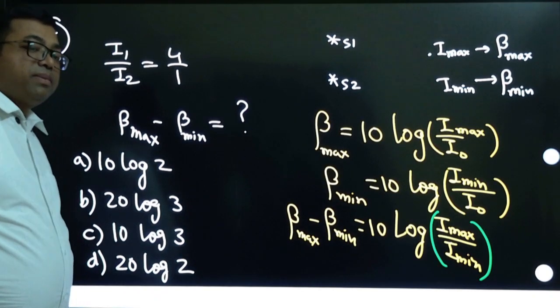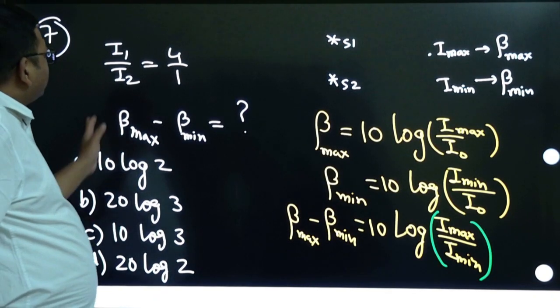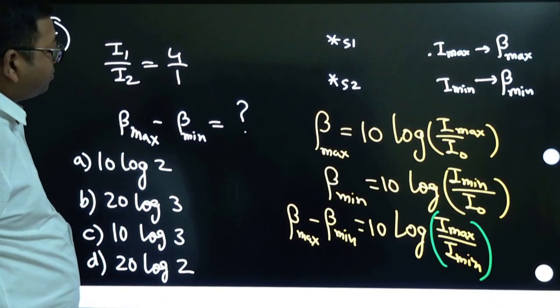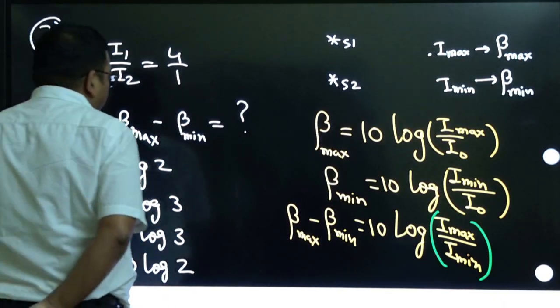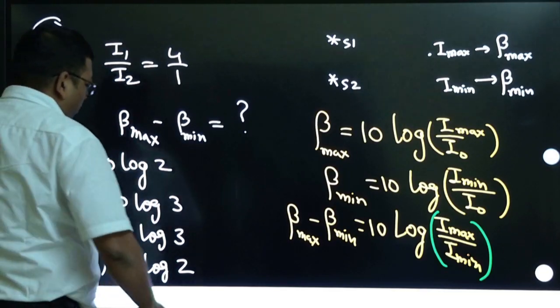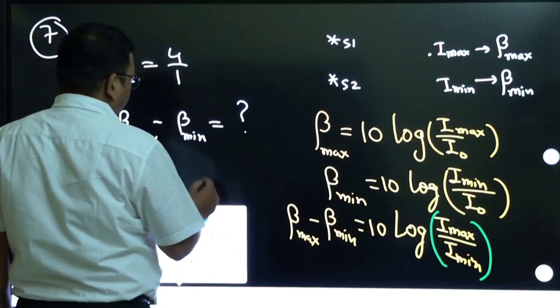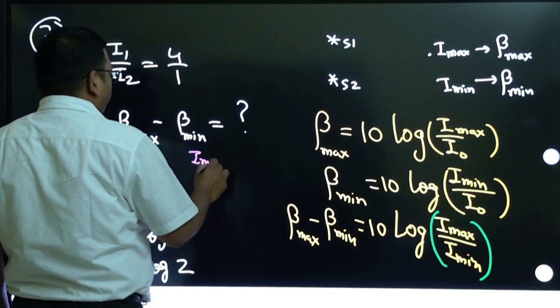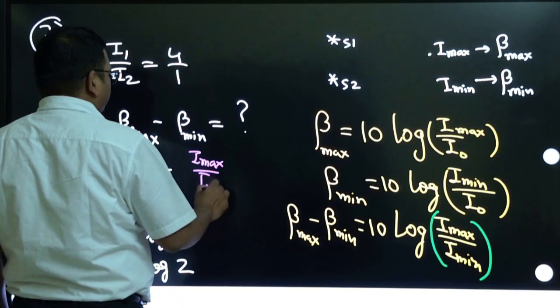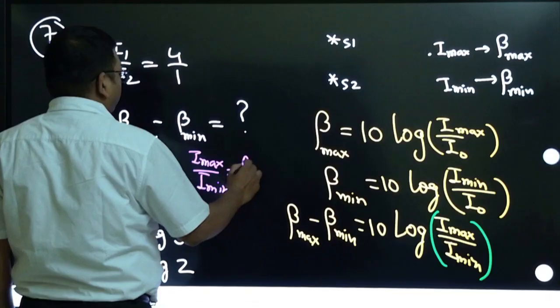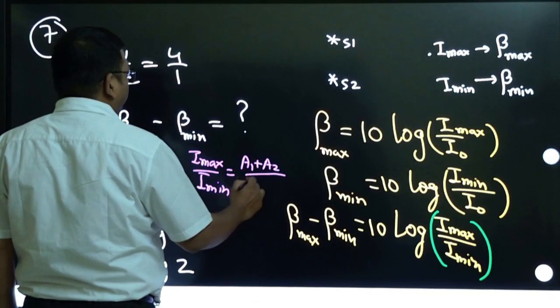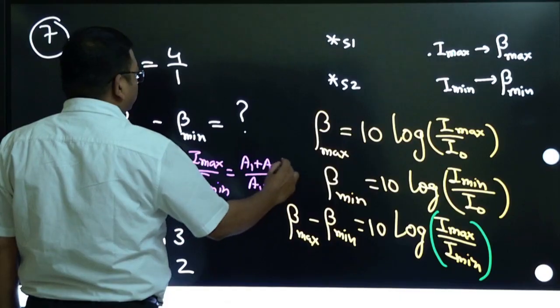You know I max by I minimum if I1 I2 is given. So what is that formula? I max by I minimum formula is (A1 plus A2) by (A1 minus A2) whole square.